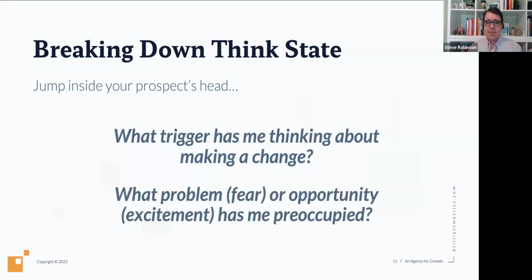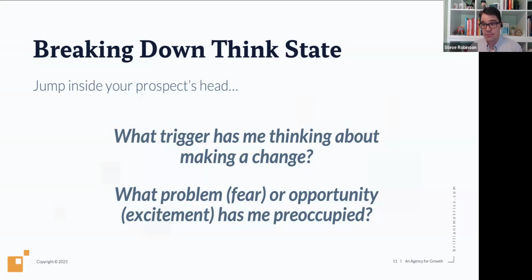The second thing to think about as your prospect, once that trigger happens, what is the problem or the fear or the negative consequence of not making a change? Or what is the opportunity? What am I excited about the prospect of a better future state if I do make a change? How do I label that? How do I define that in a way that makes sense to me and would have me preoccupied as the prospect.